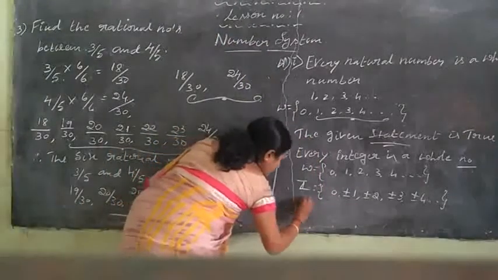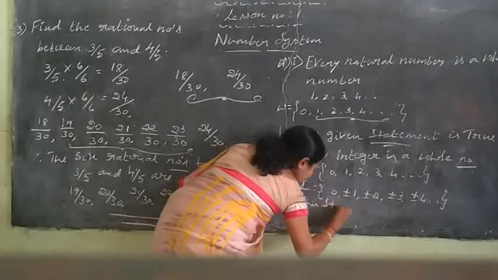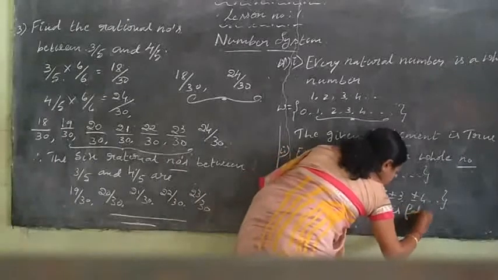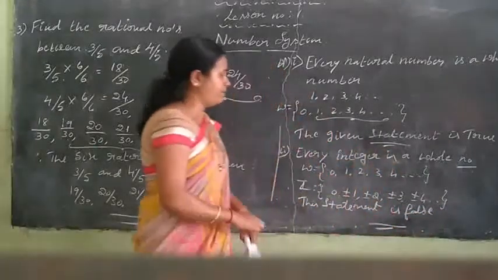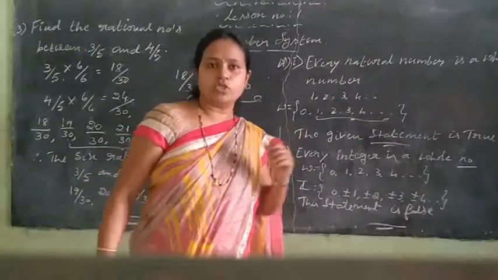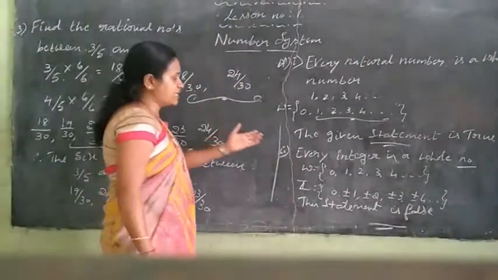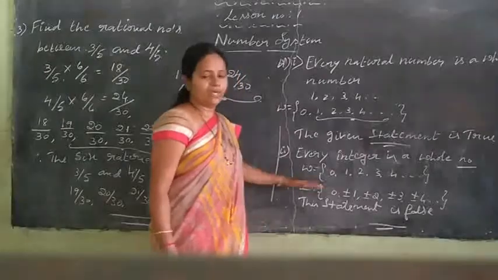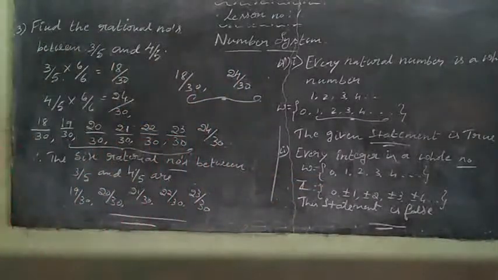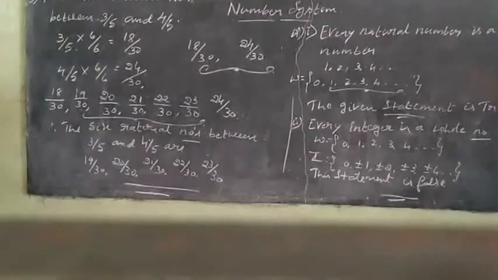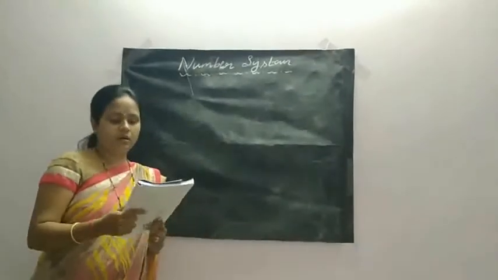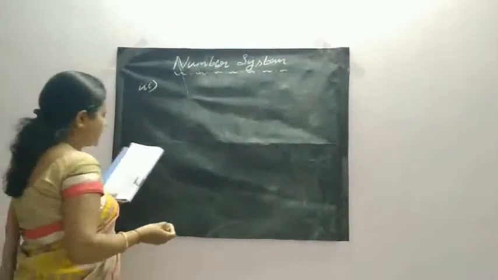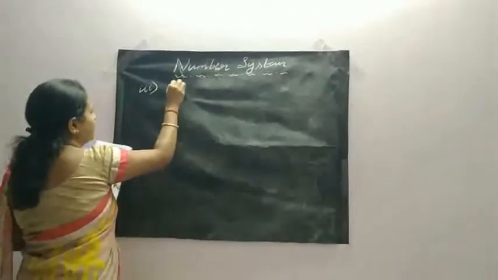Therefore, we can say that this statement is false. This statement is false, children, because integers include positive numbers as well as negative numbers, whereas in the case of whole numbers, we are having only positive numbers. Got it, children? Okay. Children, now we have solved two problems. The third one is: every rational number is a whole number.